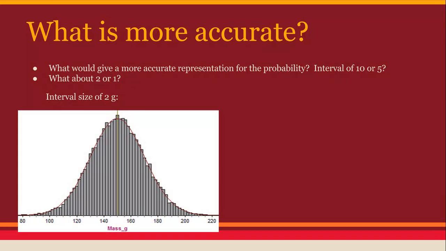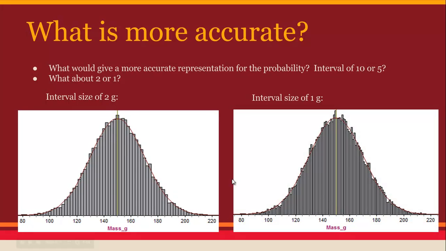If we had an interval size of 2, we've got this kind of thing, so we've got the rectangles. And the red is actually what we're expecting. If we have an interval size of 1, we get even more accurate. We're calculating the area of all these rectangles, and the rectangles become very precise.